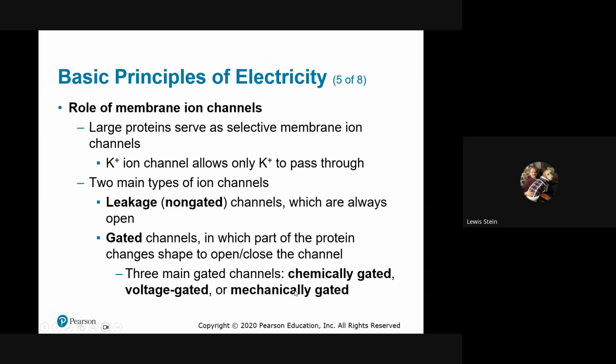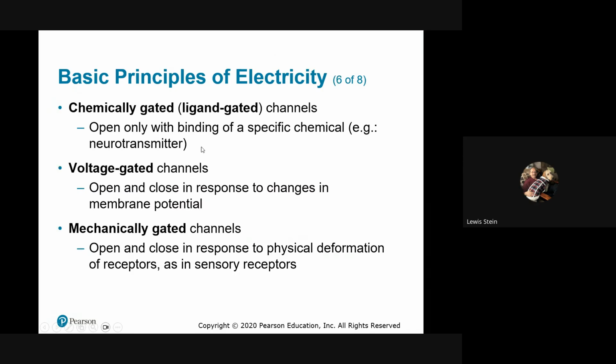So you have mechanically gated, you have voltage gated, you have chemically gated. And you have ones that are related, photo gated, if you want to think of it that way. Chemically gated channels only bond with a specific chemical, being the neurotransmitter. The next PowerPoint sequence is all about that. Voltage gated, open and close. We went over this already. That's why the previous chapter, the neuromuscular chapter, basically is a review.